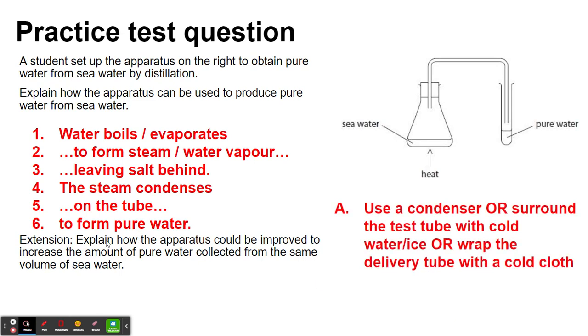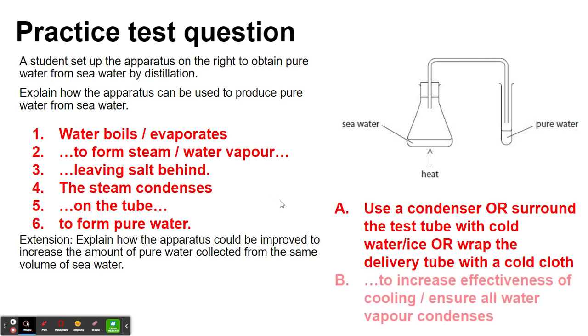Okay. The extension: explain how the apparatus could be improved to increase the amount of pure water collected from the same volume of seawater. Well, you would surround this condenser with water or with ice, or you could even wrap it in a cold cloth, and that would cause this condensation to happen more quickly and more effectively. Okay. So, that's just what that says. So pause the video if needs be, and you can make sure that you've got that answer down properly.